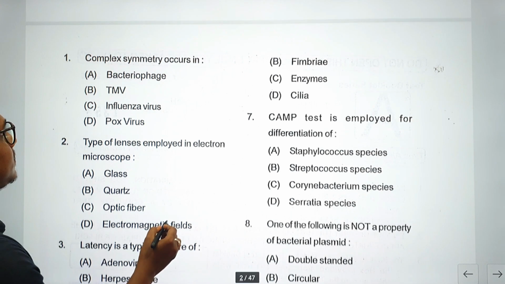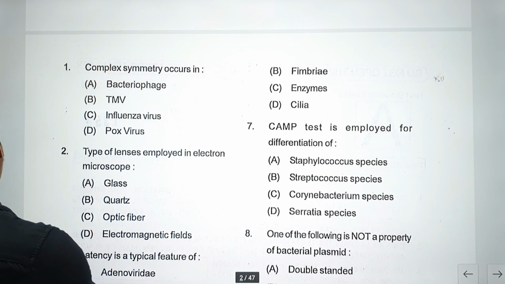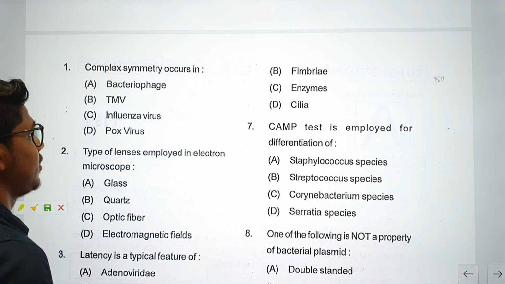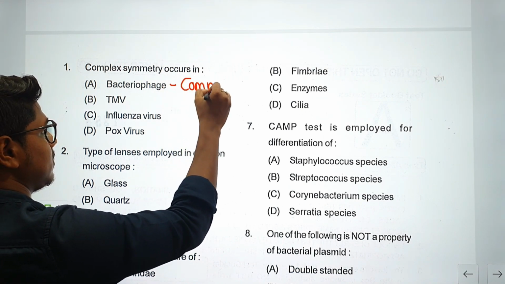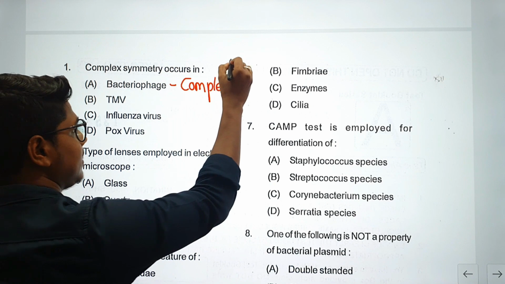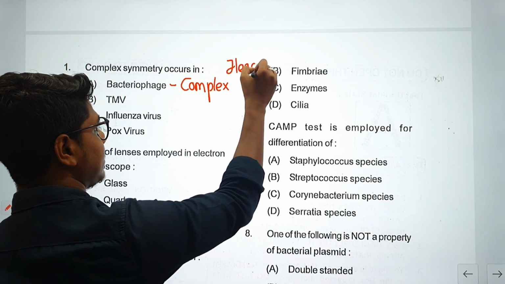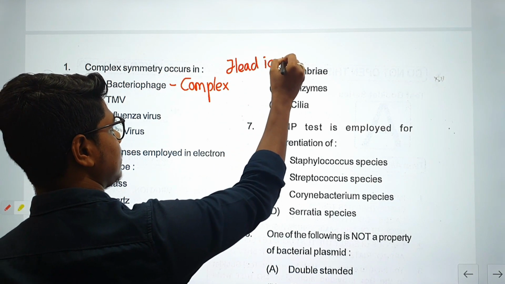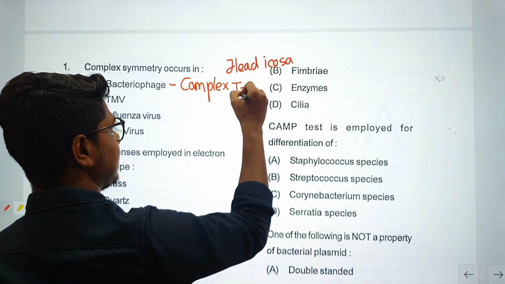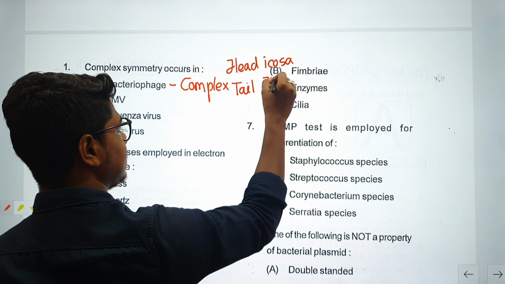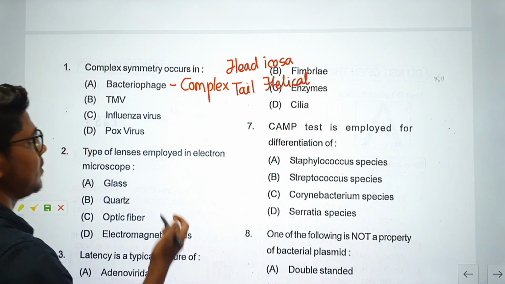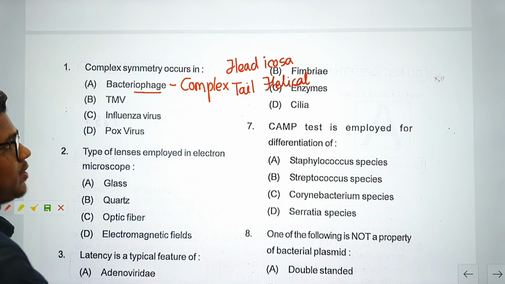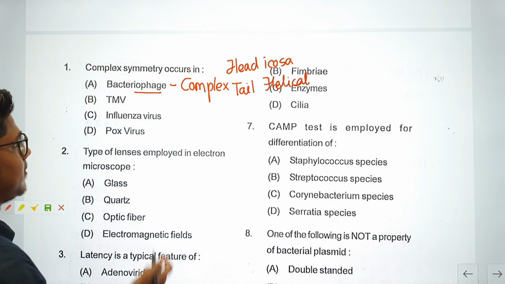So first question, complex symmetry occurs in bacteriophage. They have complex symmetry. The head is icosahedral and the tail is helical. That is why they have complex symmetry. But this is not the answer, because not all bacteriophages possess complex symmetry.